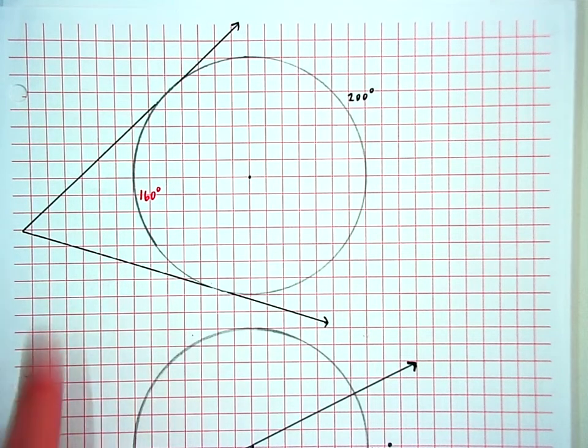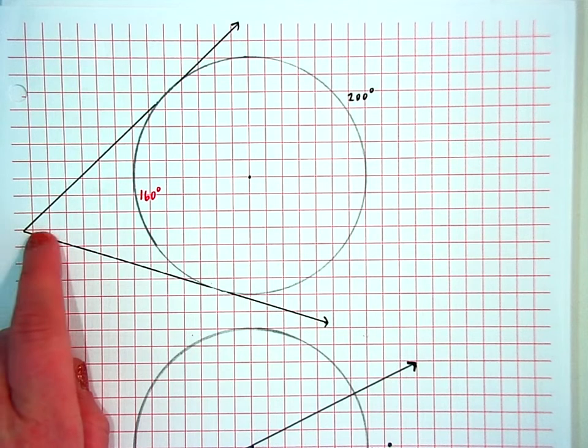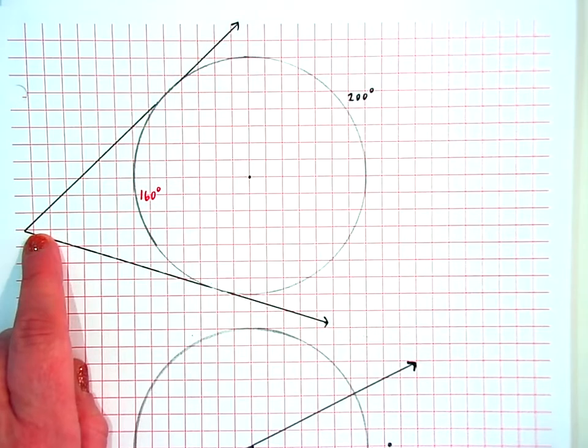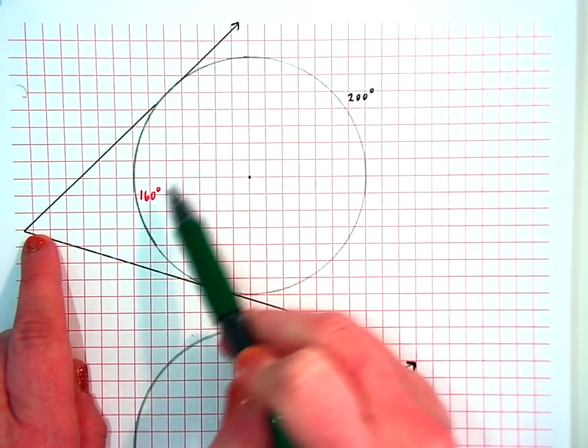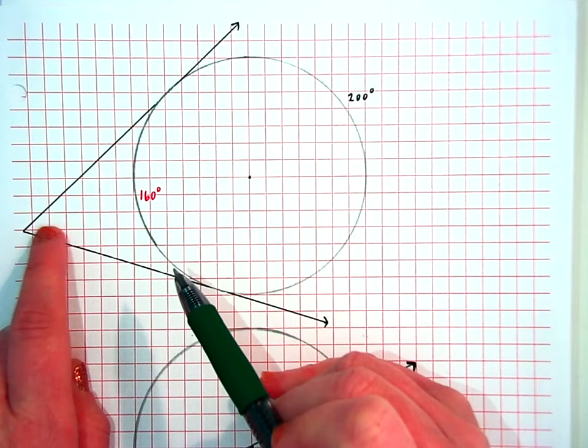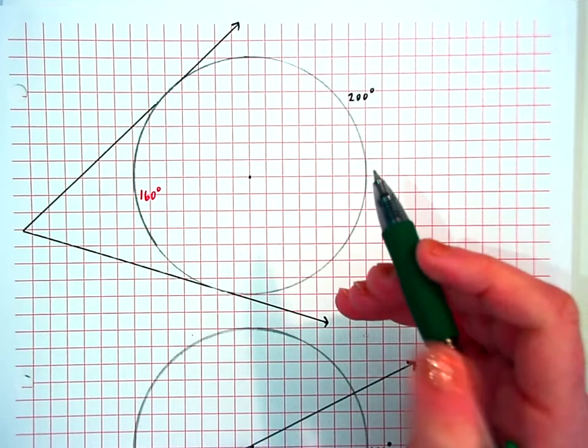Okay, and I'm trying to figure out, well, what does this angle measure right here? I know that it should be 1/2 the difference between those two intercepted arcs. So I already have an idea that if I take 200 minus 160, I get 40, split that in half, that this should be 20 degrees. But I want to show you how we're getting there.